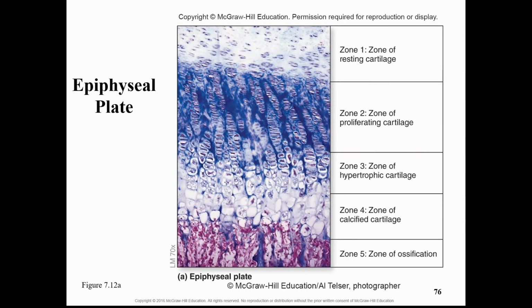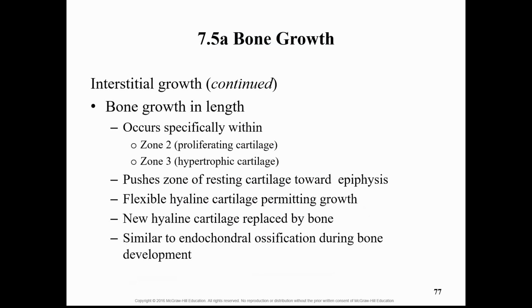So zone 1 of our resting cartilage, this is near the epiphysis. Zone 2 is proliferating, 3 is hypertrophic, 4 is calcified, and 5 is the zone of ossification. Now zones 2 and 3 are where most of the growth in length is going to occur.